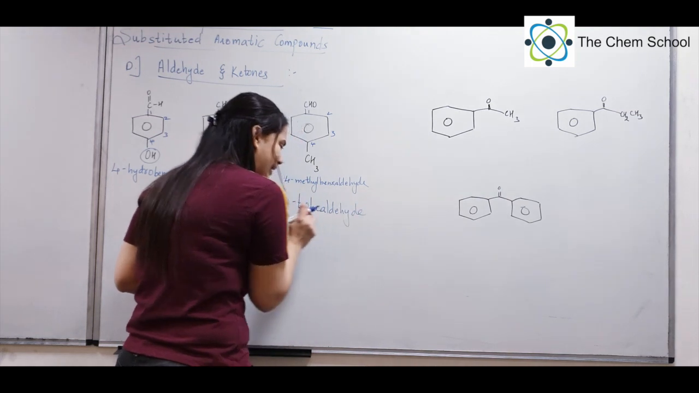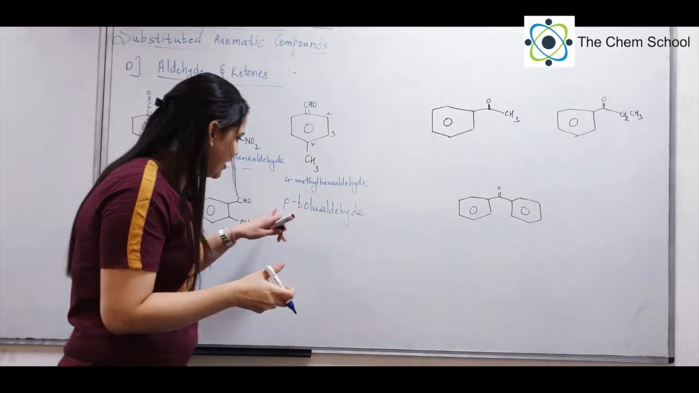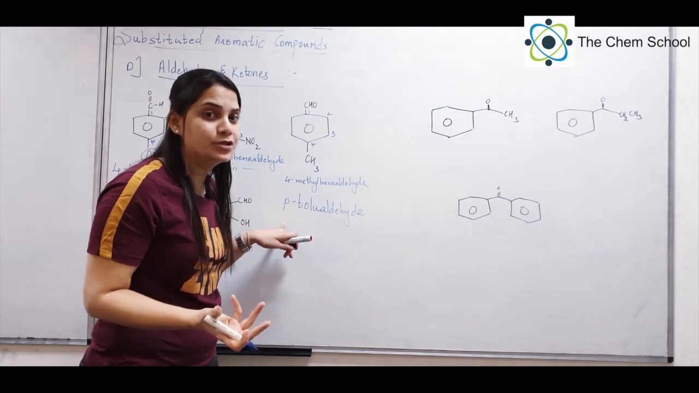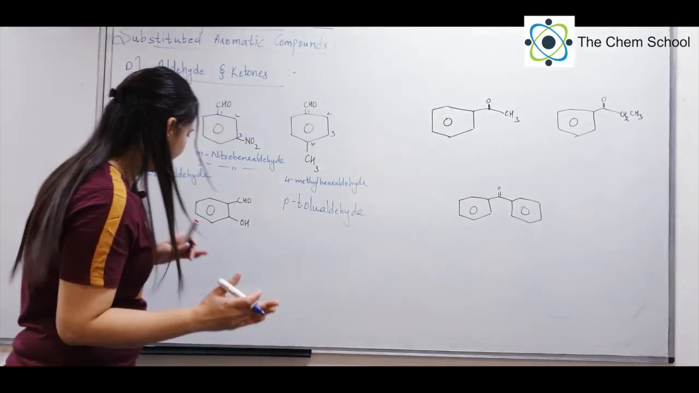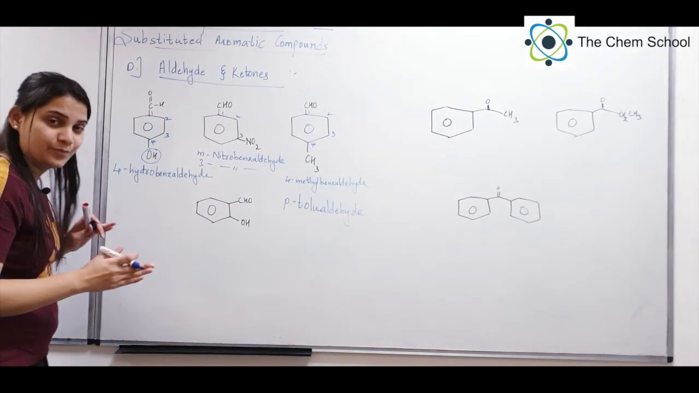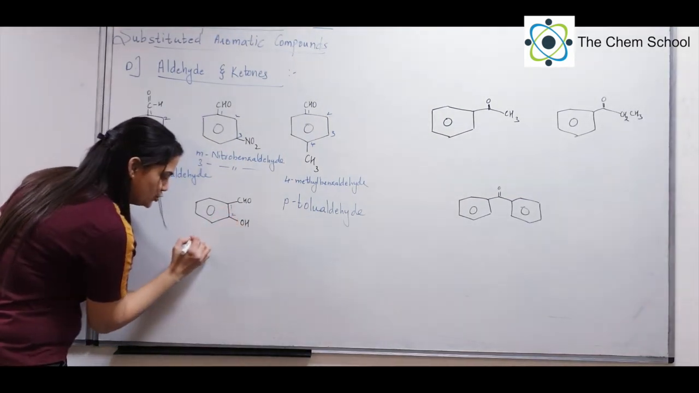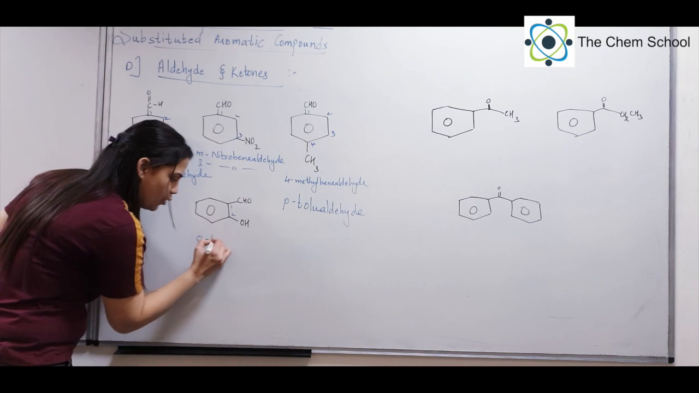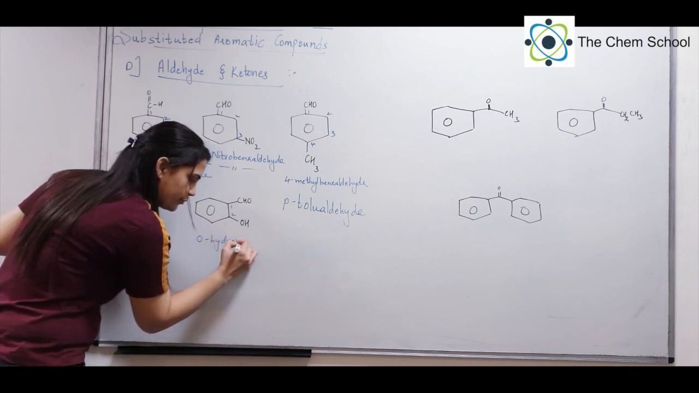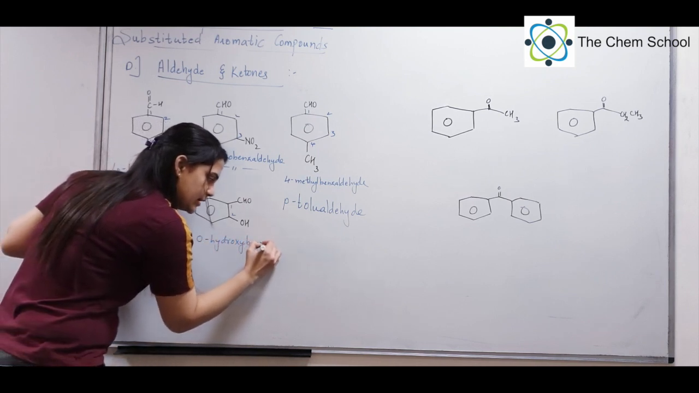So it is understood that the toluene ring is having an aldehyde at the para position, so you can break it this way. Fine. Have a look at the next one. Now this is a very important molecule. So if I say this is 1 and this is 2, you can say it is 2-hydroxy, or you can say ortho-hydroxy benzaldehyde.